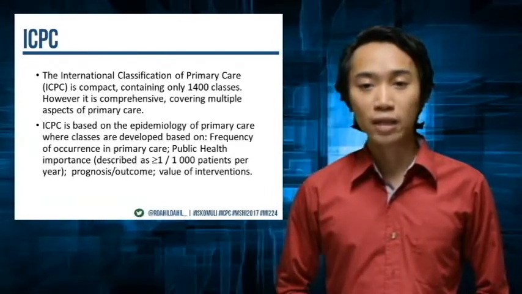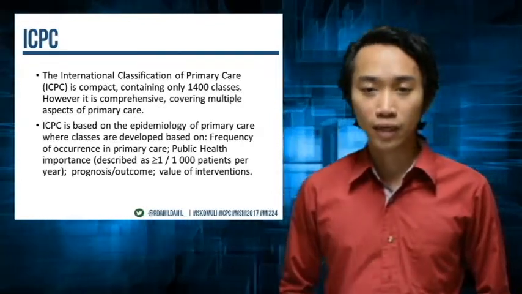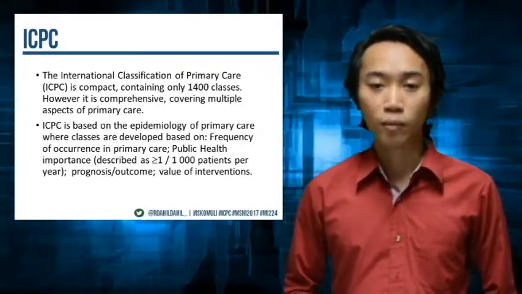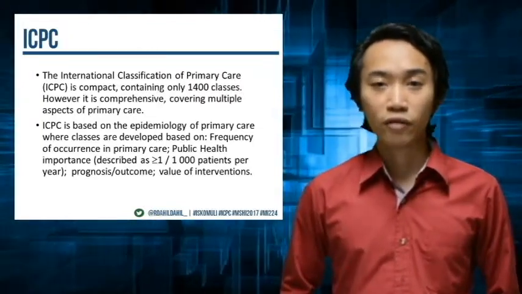Classes are developed based on frequency of occurrence in primary care, its public health importance, which is described as greater than 1 per 1,000 patients per year, the prognosis or outcome, and the value of interventions.